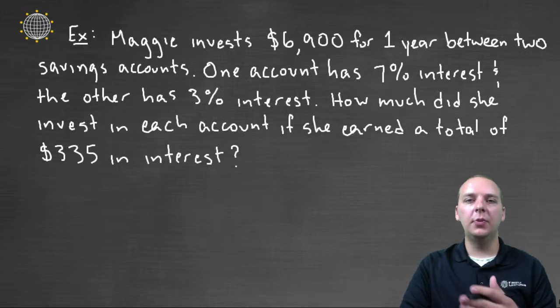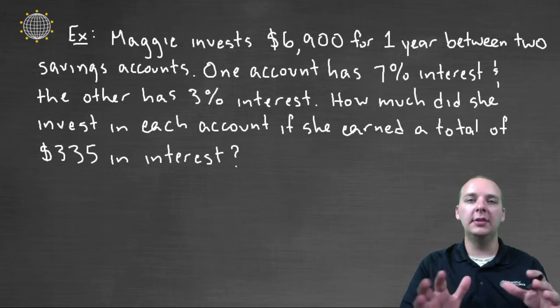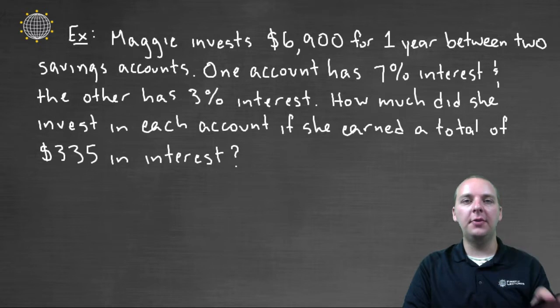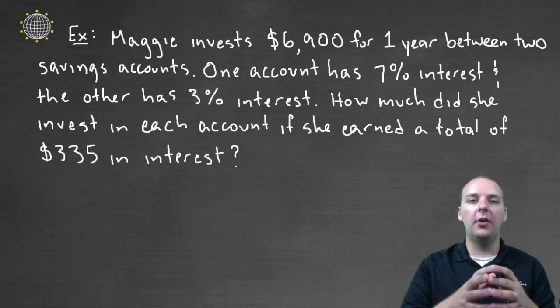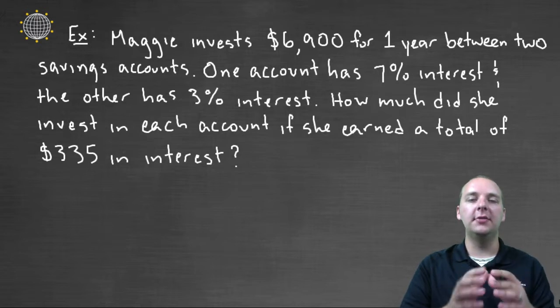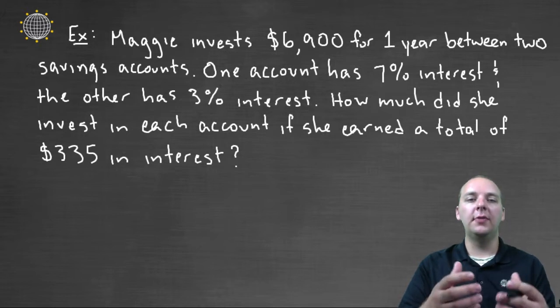Let's take a look at a slightly more challenging interest rate problem. Here we have a person, her name's Maggie, and it says she invests $6,900 for 1 year between two savings accounts. We don't know how much she invested in each of the accounts, but together she invested $6,900. One of the accounts earns 7% interest, and the other account earns 3% interest. And they ask us, how much did she invest in each account if she earned a total of $335 in interest between both of the accounts?